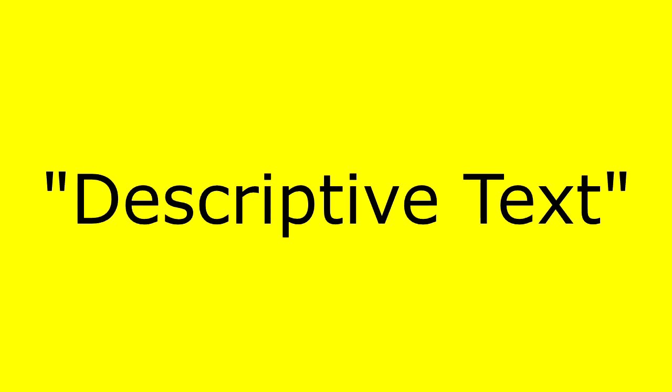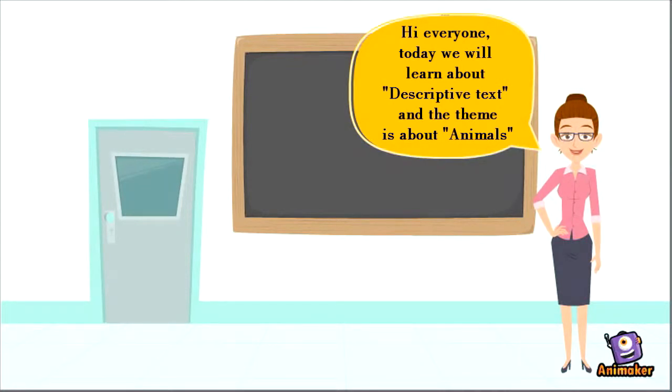Okay, I have an example of that. Let's check it out. First, we have material about descriptive text, and the theme is about animals. A common teacher may start the lesson by just saying, "Hi everyone, today we will learn about descriptive text and the theme is about animals." Okay, it's a good way to introduce your material as a teacher, but it's not a fun and challenging way. Come on, it's the oldest way.